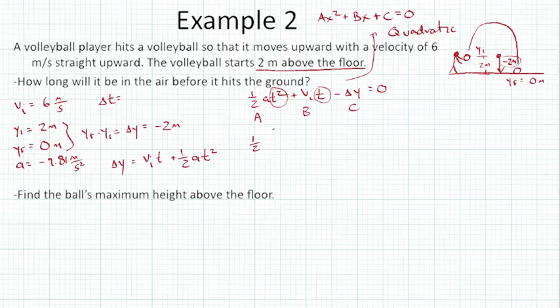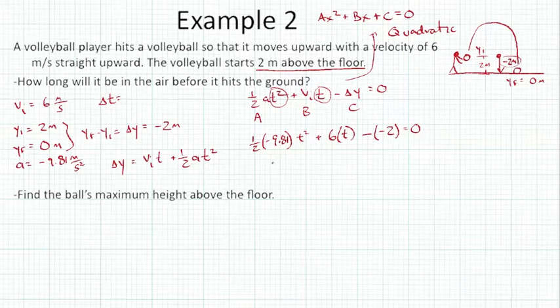Well, it's 1/2 times acceleration. So that's 1/2 times negative 9.81 times t squared plus initial velocity times t, that's 6. I'm not going to put the units in right now. 6 times t minus, or I should really put, yeah, I'm sorry, minus negative 2 equals 0. Because we have this as a minus right here because that came from the other side.